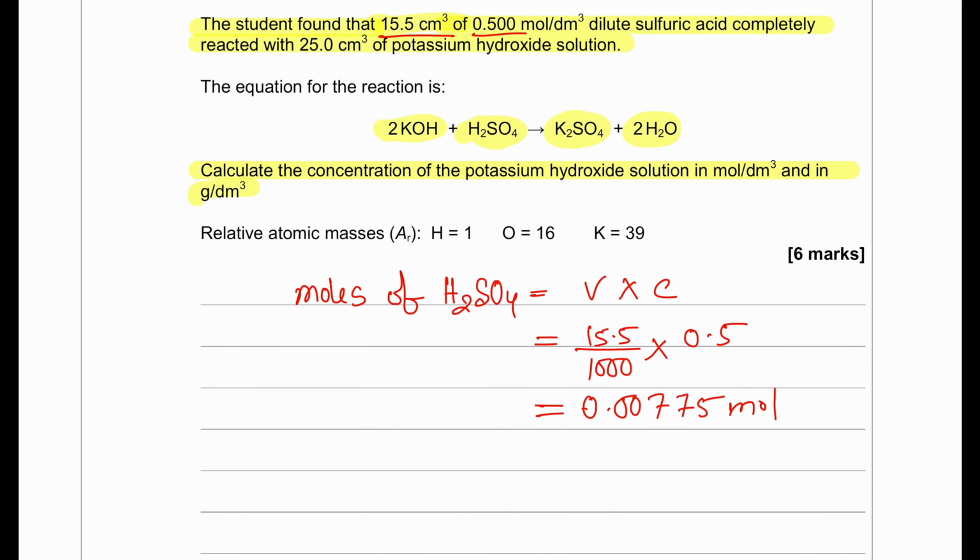Now, obviously, whatever the moles for sulfuric acid, 2 times that will be the moles for potassium hydroxide. So we will say moles of KOH, we will just simply multiply it by 2, which gives 0.0155.